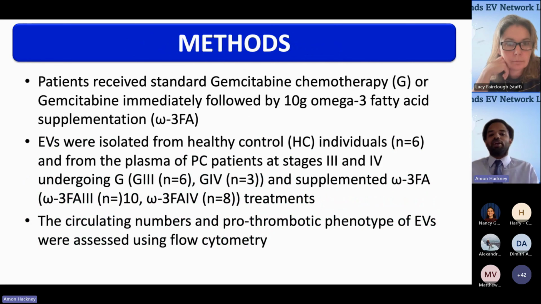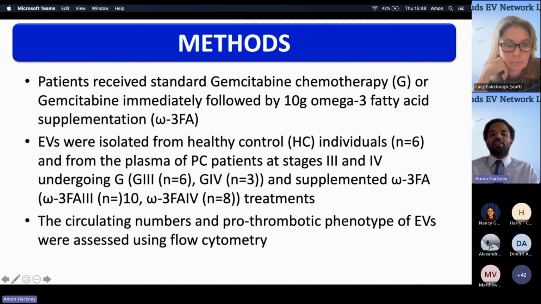So what did we do? We had a cohort of stage 3 and stage 4 pancreatic cancer patients, all receiving gemcitabine chemotherapy. This was once a week for 3 weeks, followed by a week off on a cycle. The two groups were split, so some had just the gemcitabine, and the trial group had gemcitabine immediately followed by a 10-gram infusion of omega-3 fatty acids.